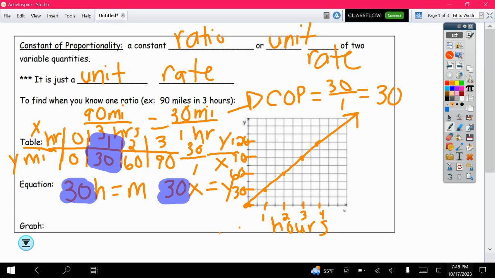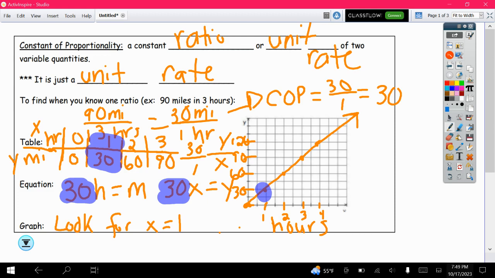So to find the constant of proportionality on a graph, we're going to look for when x is equal to 1. So in this case, it's right there at 30. So on the graph, look for x equal to 1.